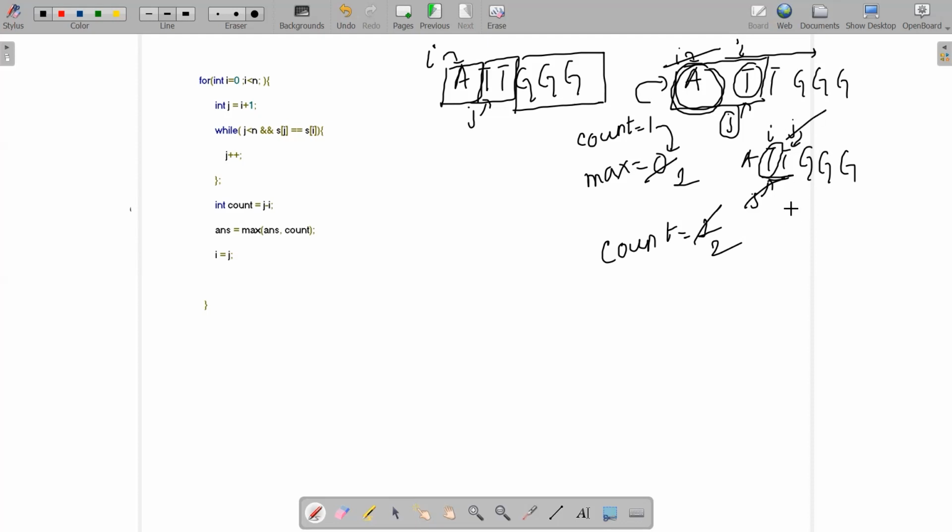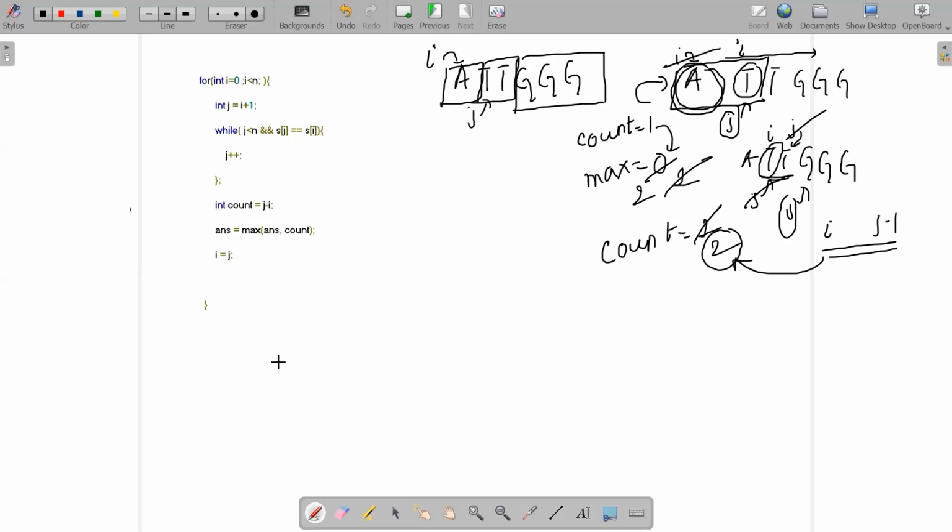Okay, now increase your j again to the next pointer. G is different than your ith character. I know that from i to j minus 1, the characters are all the same. What is the length of that substring? 2. Increase your max value to 2, since a 2-length substring is a better choice for me compared to the previous one, correct?